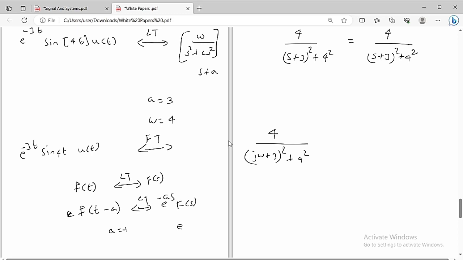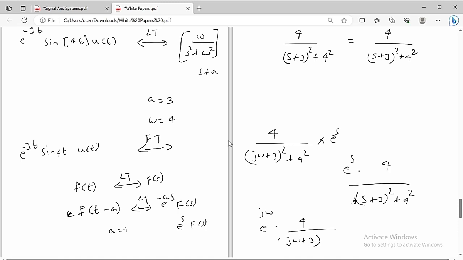So what you are going to get? e to the power of s into f of s. So here we have to multiply by e to the power of s. That's it. So this is the Laplace transform that we are going to get: e to the power of s into 4 by s plus 3 whole square plus 4 square. If you want the Fourier transform, replace s by j omega. So e to the power of j omega into 4 by j omega plus 3 whole square plus 4 square. Very simple, right? First I found the Laplace transform and then finally I substituted j omega.